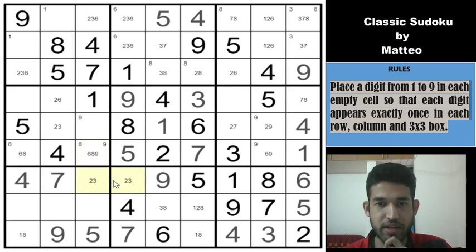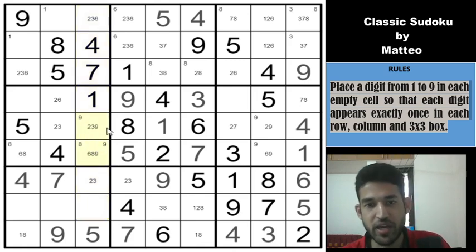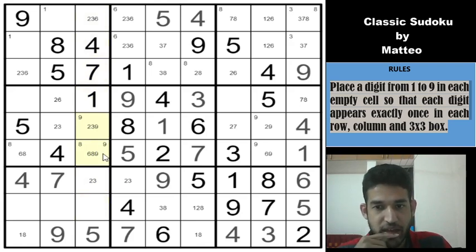Does this 2, 3 help us in any way? 1, 4, 5, 7, 6 and 8. So this must be 2, 3, 9. 2, 3, 6, 8, 9. Oh, can I place the 9? No. 9 has 2 options, right? So I can't place the 9. 8 in column 5 is in one of these two cells, and that is not helping me really. Okay, there is a 6 or 8 here.